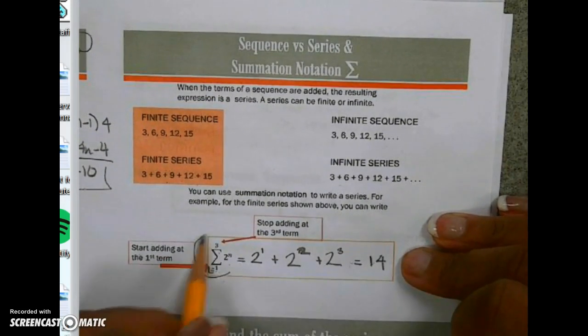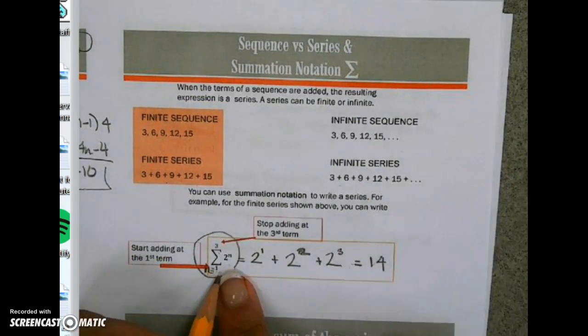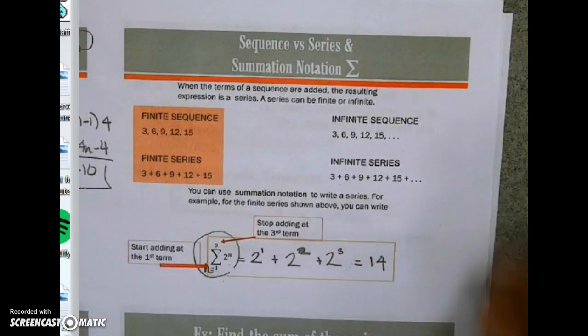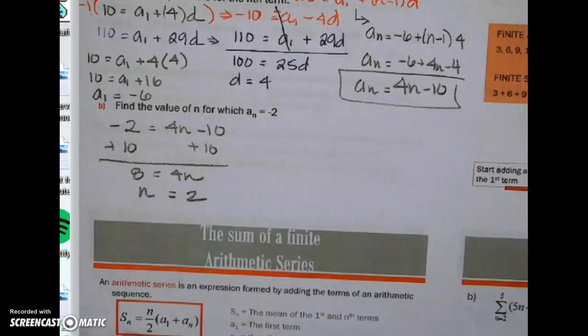This is summation notation. It represents this series expanded out. I should have 1, 2, 3 terms, the first to the third. Okay, let's try an example.